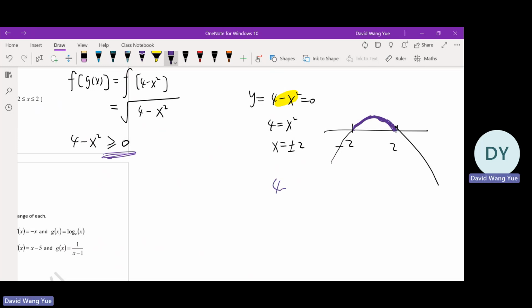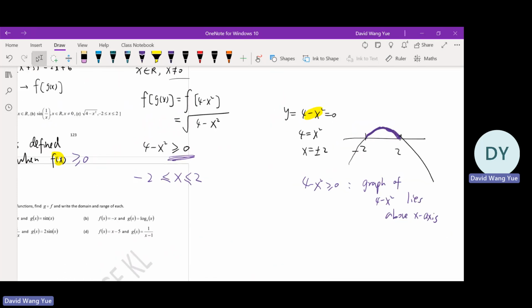So 4 minus x squared is more than 0 when the graph of 4 minus x squared lies above the x-axis. Therefore, x must be between -2 and 2. Also, 4 minus x squared can be equal to 0, since the square root of 0 is 0. So finally, the domain is -2 ≤ x ≤ 2.